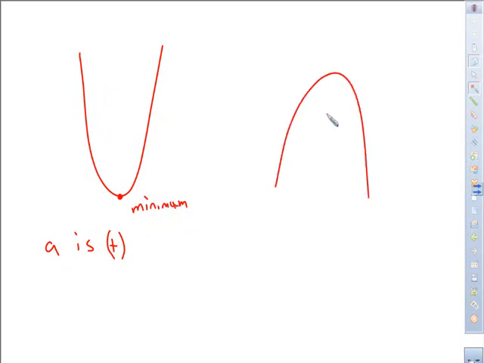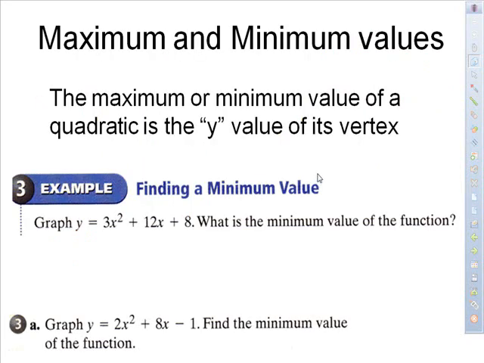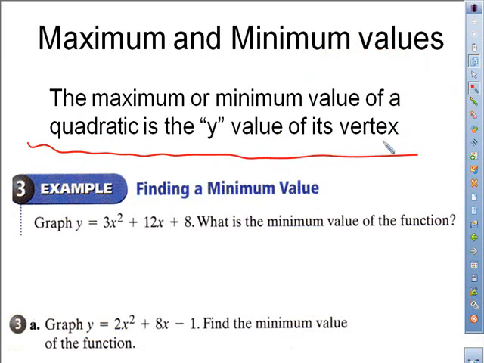Now, if the parabola is sad, the vertex is the highest point, so that's called a maximum. And when is the parabola sad? When a is negative. So if a is negative, we know we're going to have a maximum. And what you have to remember now is this right here. The maximum or minimum value of a quadratic is the y value of its vertex. Okay, is the y value of the vertex.